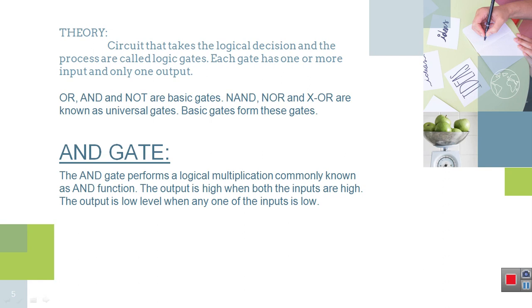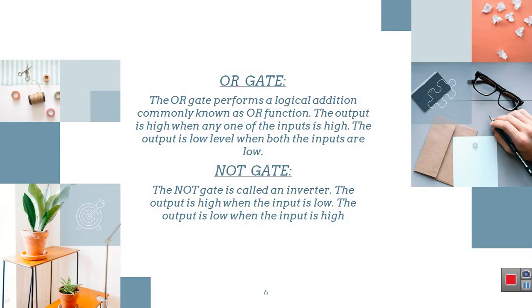The AND gate performs a logical multiplication, commonly known as the AND function. The output is high when both the inputs are high. The output is low when one of the inputs is low. OR gate. The OR gate performs a logical addition, commonly known as the OR function. The output is high when any one of the inputs is high, and the output is low when both the inputs are low. NOT gate. The NOT gate is called an inverter. The output is high when the input is low. The output is low when the input is high.